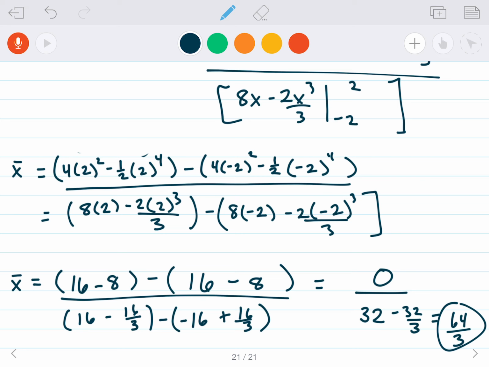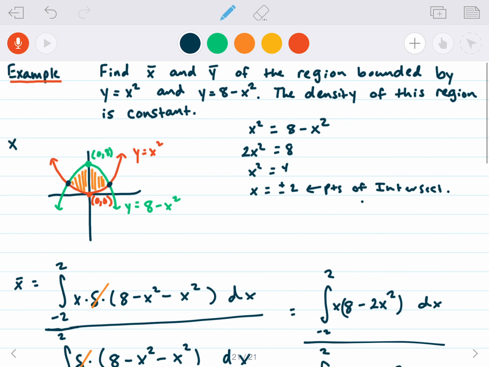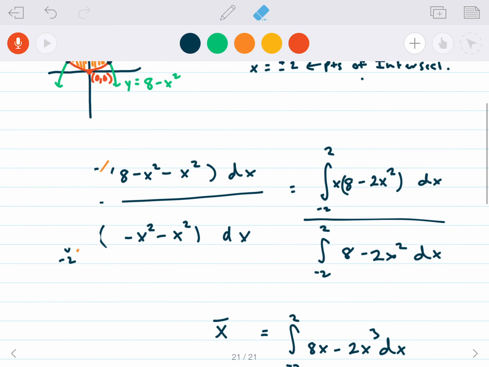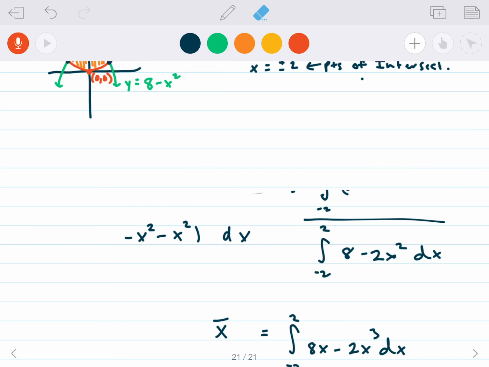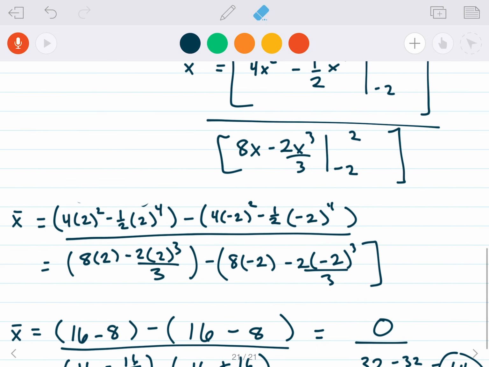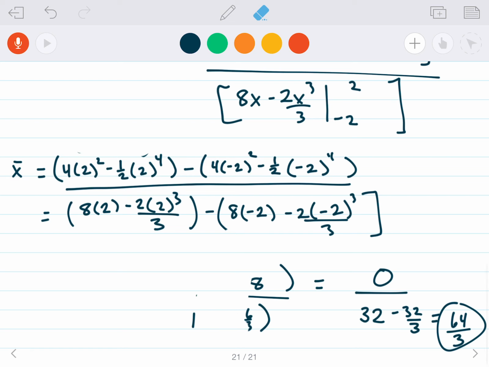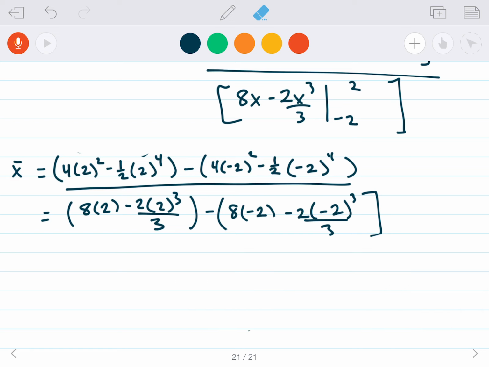All right. So 0 over anything is 0, so x bar is 0 as we expected. So x bar is 0. Very nice. Let's keep that in our heads up here. X bar is 0. Now let's go ahead and figure out what y bar is, remembering that 64 thirds, because that's going to be the denominator. That's our mass.